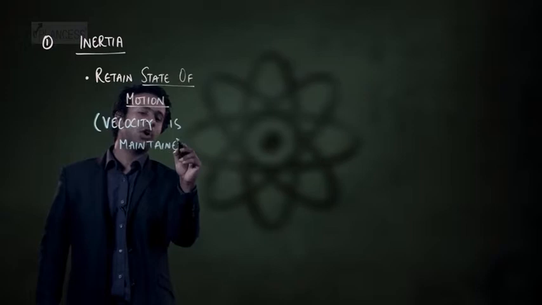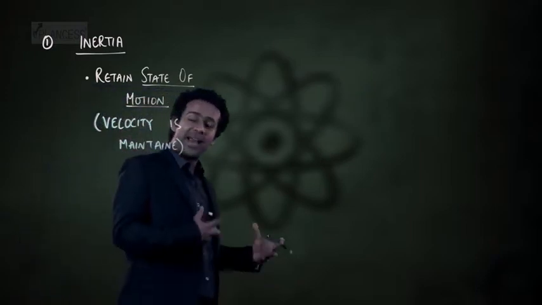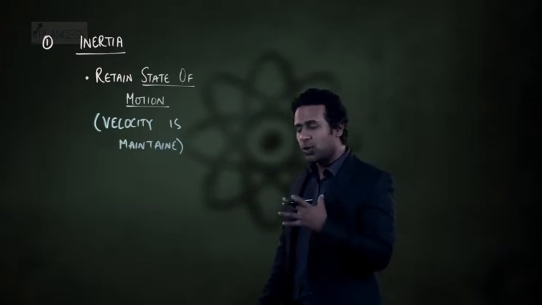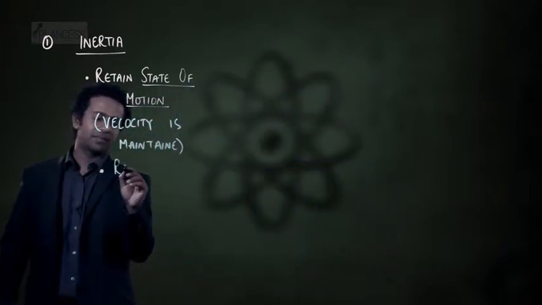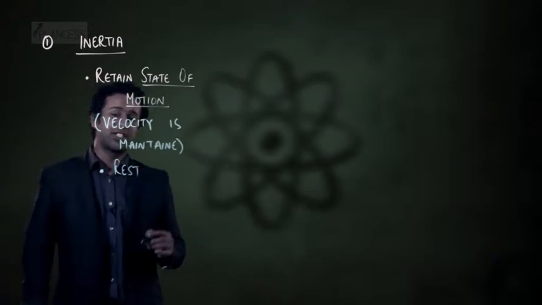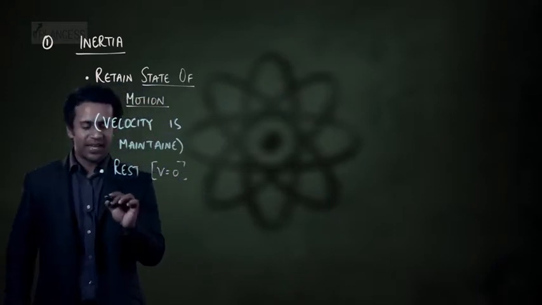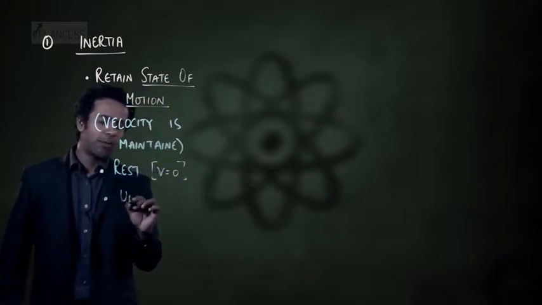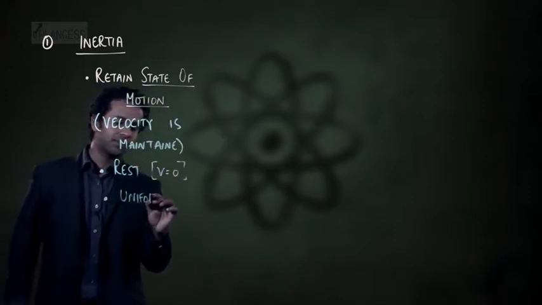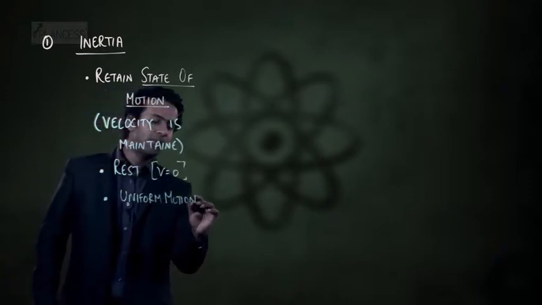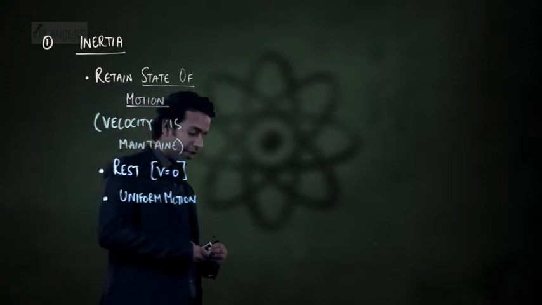We further saw that maintaining velocity can be roughly categorized into two categories. The first is the state of rest, which is the special case where velocity is zero. And the second is uniform motion, that is, the particle moves with constant velocity.